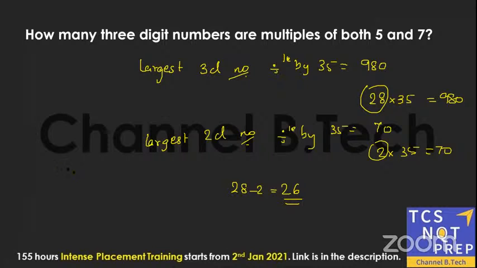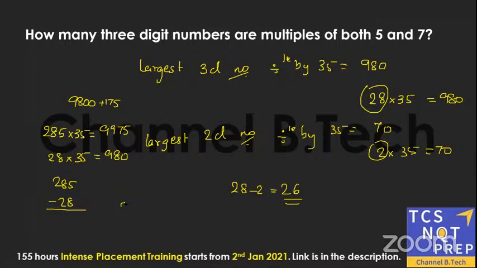All right. If they ask the same question, for how many 4-digit numbers are divisible? 9,800 is divisible, we know that, plus 175, because 35 into 5 is 175. 9,800 is 280 into 35, plus 5 is 285. So 285 into 35 will give you 9975, which is divisible by 35. Largest 3-digit number is 980. That is 28 into 35. Now 285 minus 28 will give you 257. So there are 257 multiples of 35 which are 4-digit numbers. All right. So this is how we can do this.